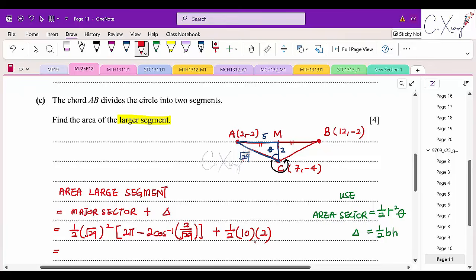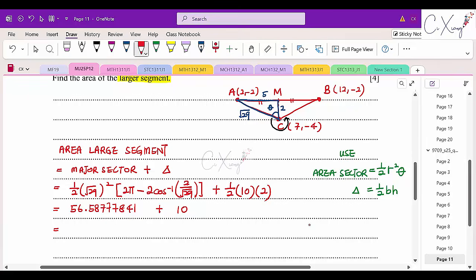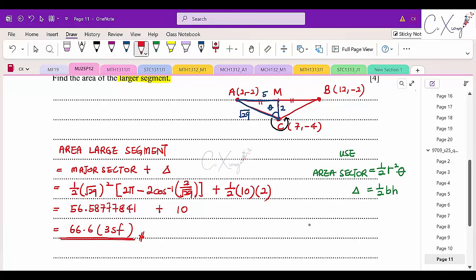And after that, maybe you have to use the calculator, press a little bit on the calculator and get the answer. First part, if you didn't do any careless mistake, you double check and see, do you get this one or not? Then for the second part, the area of the triangle is 10. Then continue to simplify it. By right, you'll be having 66.6, correct to 3 significant figures. Yeah, so this is how we solve question number 8.